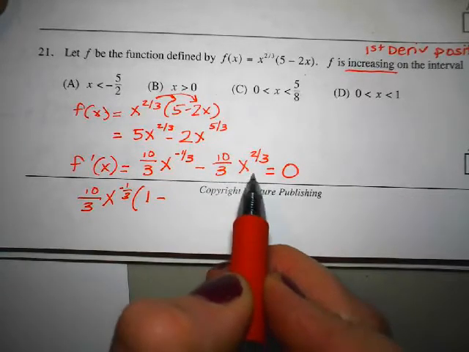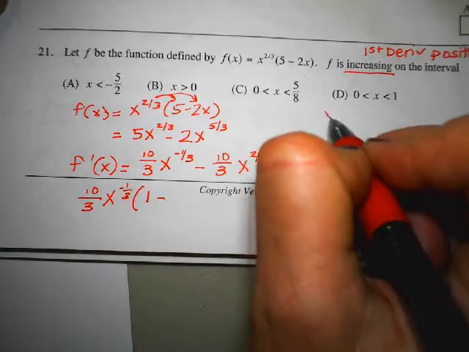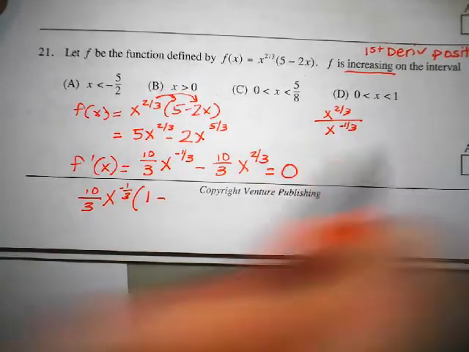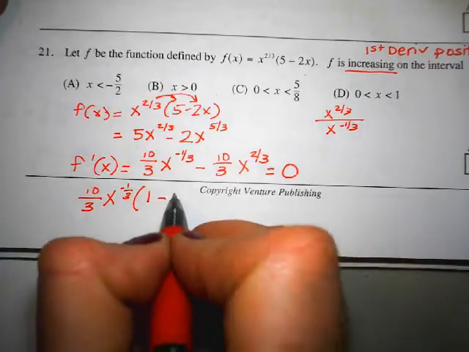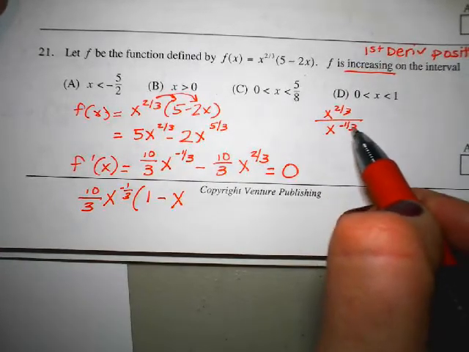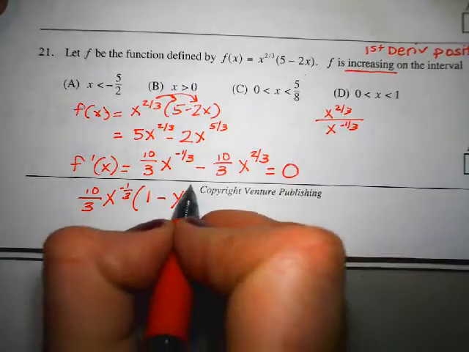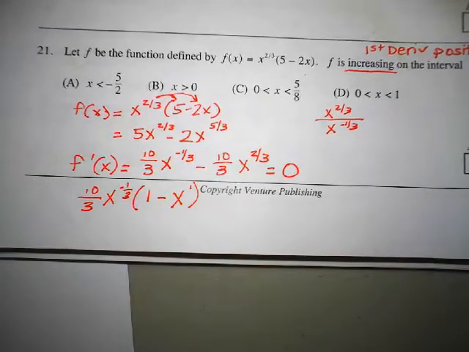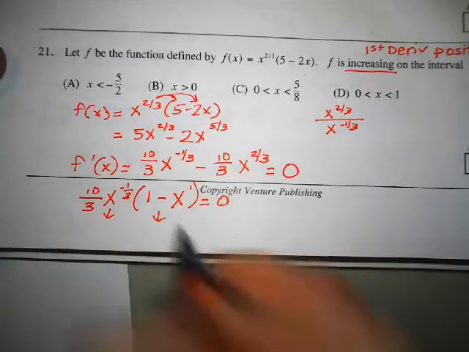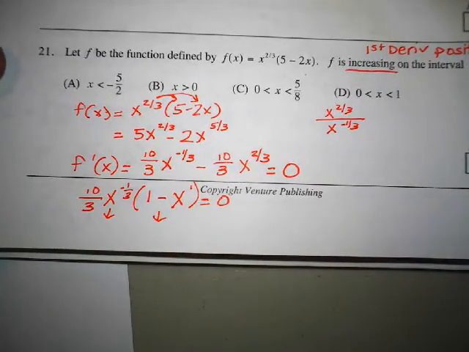is factored out. I had x to the 2/3, and I factored out x to the negative 1/3. So my rule is I keep the base and I subtract the exponents. Well, 2/3 minus negative 1/3 is just 3/3 or 1. Set that equal to 0, and then I'm supposed to solve this for x. Those are going to be my critical numbers.